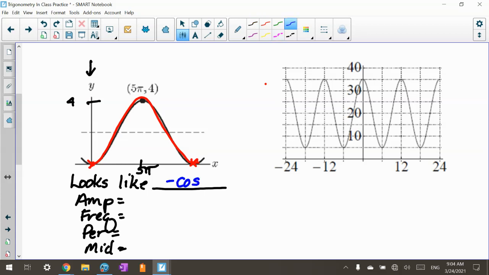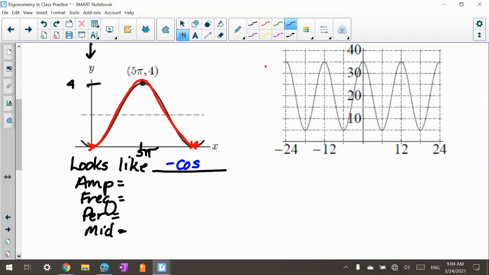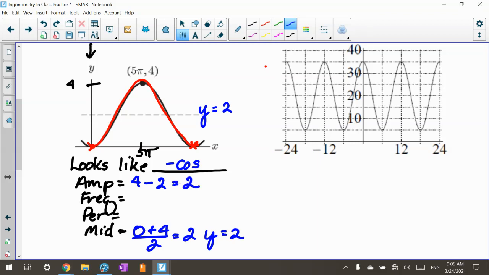Okay? I always do the midline first, so I take my high plus my low, so 0 plus 4 divided by 2 is 2, and so y equals 2 is my midline. And then I take my amplitude, I take my high, which is 4, minus my midline, or midline minus my low, and I get 2 for my amplitude.